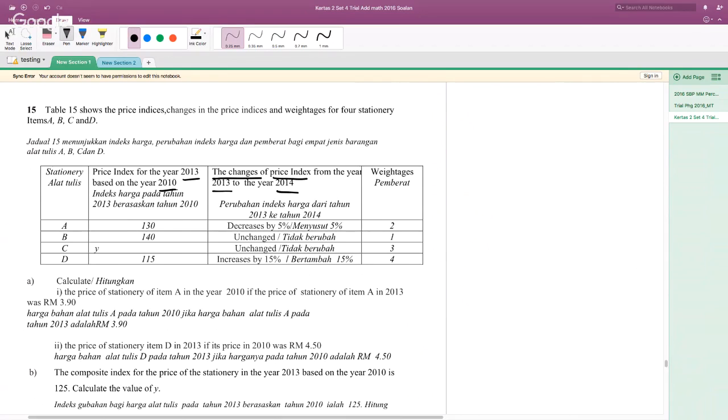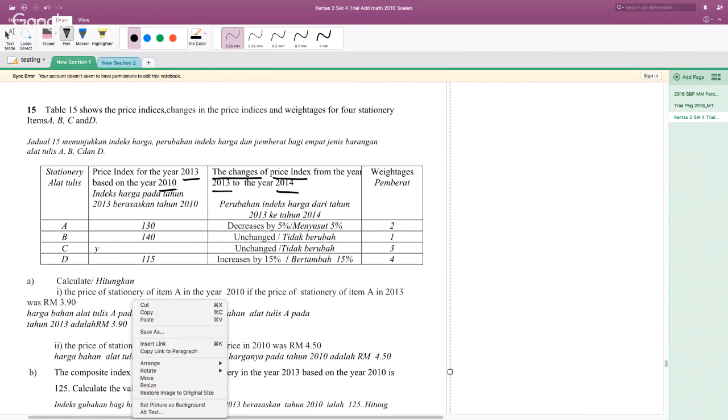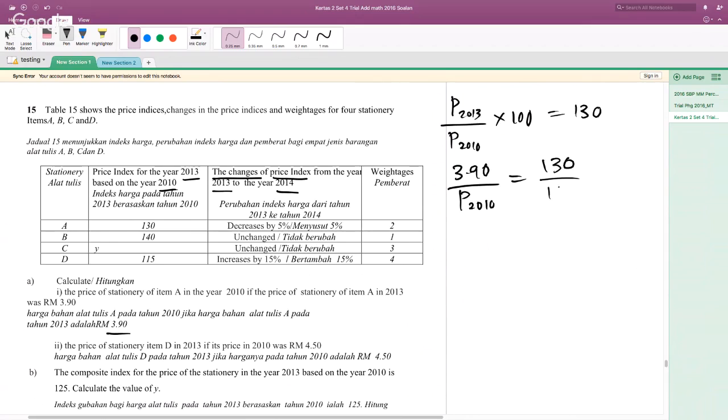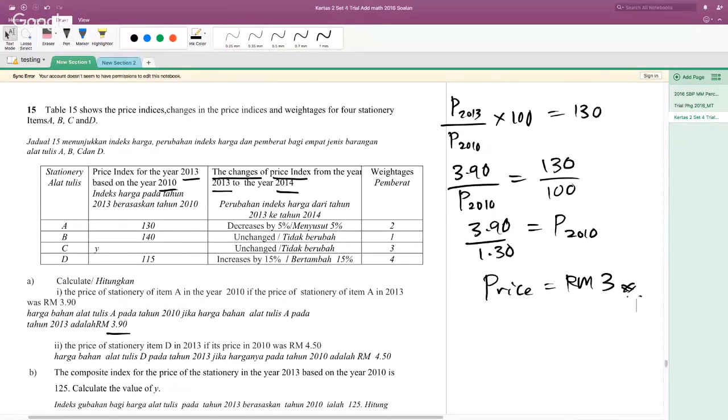All right, the first one is very easy. They ask you to calculate the price of item A in 2010, if the price of the stationery in 2013 is 3.90 ringgit. So I know price for 2013 over price for 2010 multiplied by 100 should get 130. This is the index number formula, it's not a formula I came up with. I know the price in 2013 is 3.90 ringgit, and the price I want to find is in 2010. So it equals 130 over 100, which is 1.3. So 3.90 over 1.3 equals the price for 2010. So the price equals RM 3.